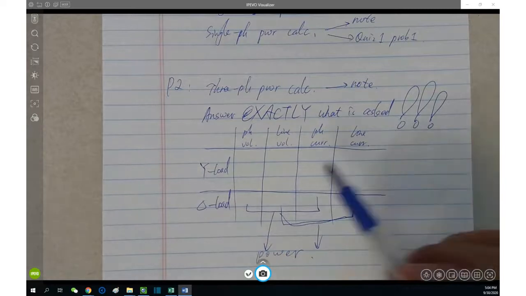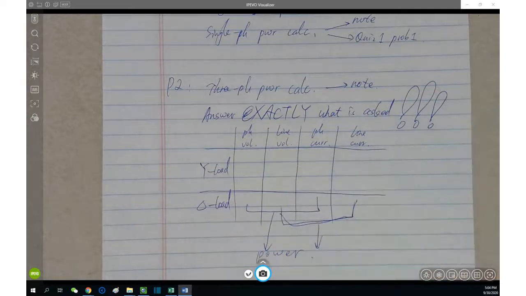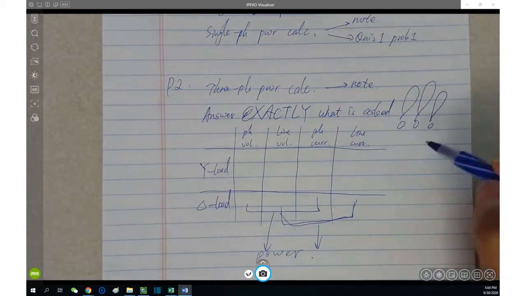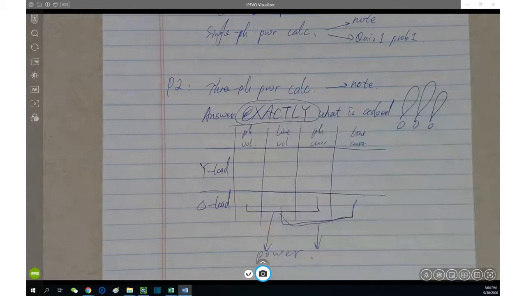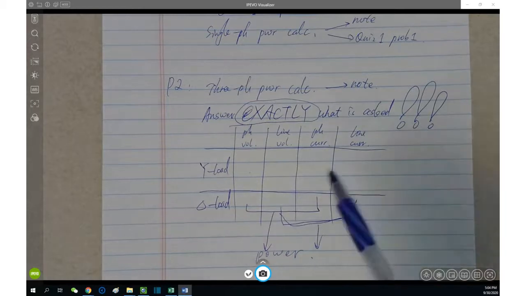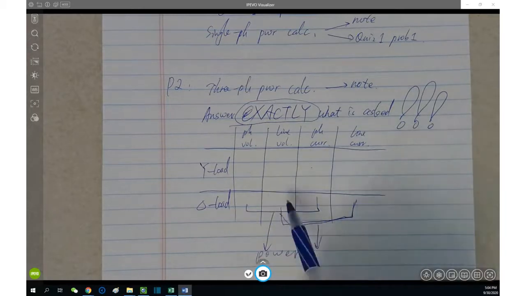However, I might just ask for 1 or 2 or 3 out of these 8. You're not giving me anything else. Okay, if you're giving me something else, you're violating this word exactly. Therefore, you're going to lose points. And if you list all of these answers over there, you got a 0.